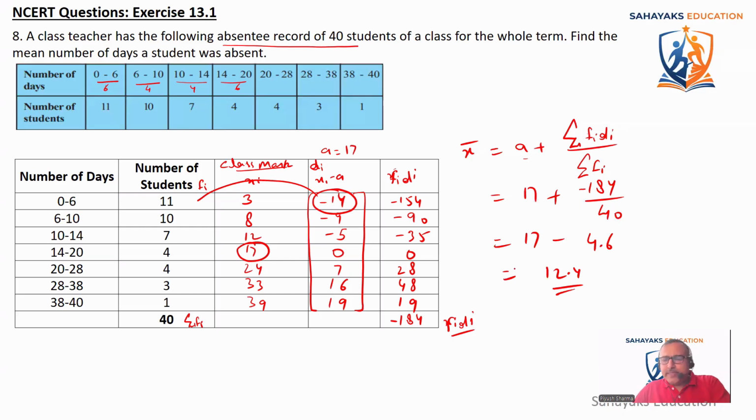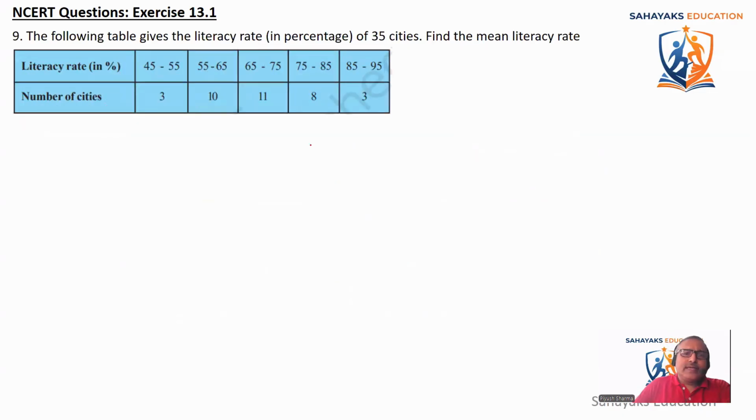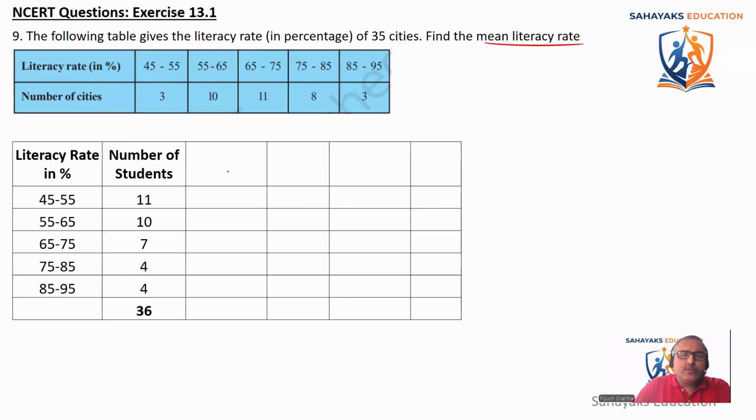Okay, so coming to the next question here. The following table gives the literacy rate in percentage of 35 cities. Find the mean literacy rate. Okay, simple question. We'll do it in a similar way. First, we're going to find the class mark, that is xi.